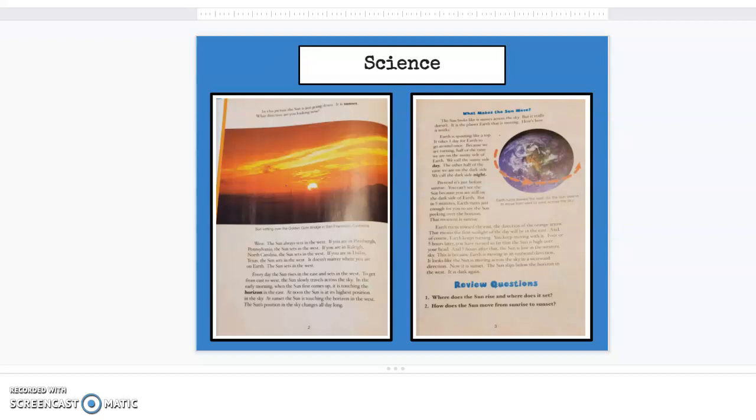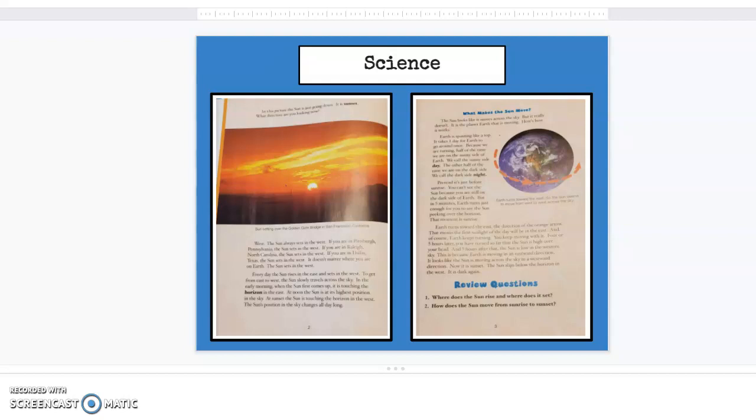Every day the sun rises in the east and sets in the west. To get from east to west, the sun slowly travels across the sky. In the early morning, when the sun first comes up, it is touching the horizon in the east. At noon, the sun is at its highest position in the sky. At sunset, the sun is touching the horizon in the west. The sun's position in the sky changes all day long.